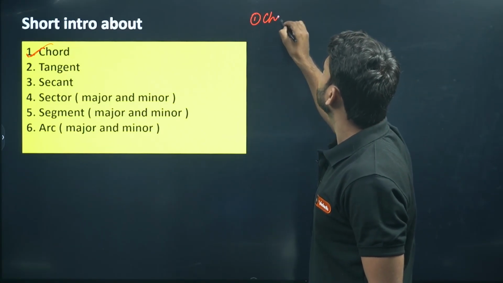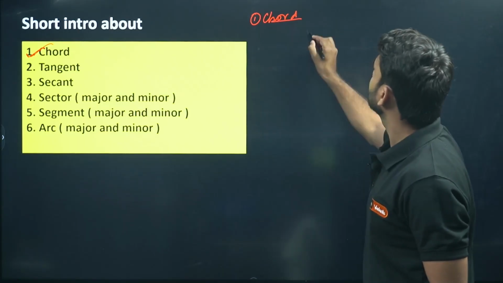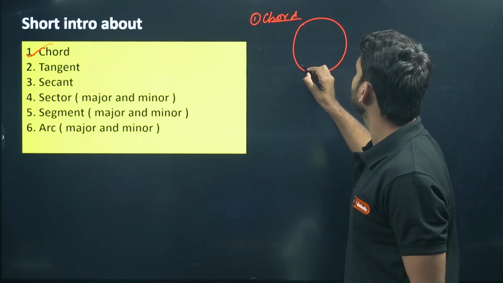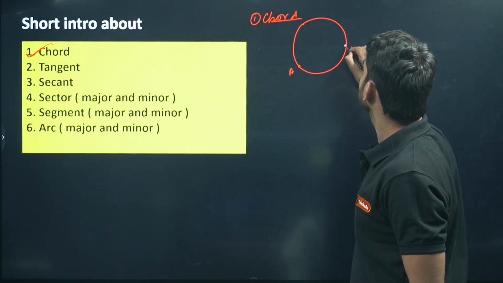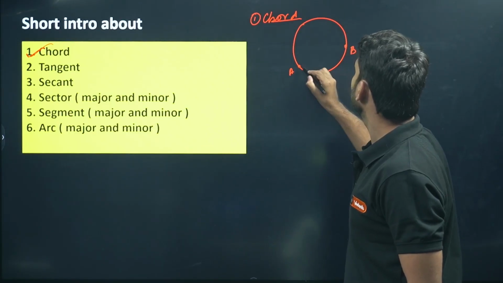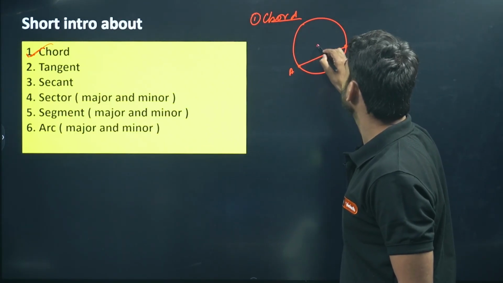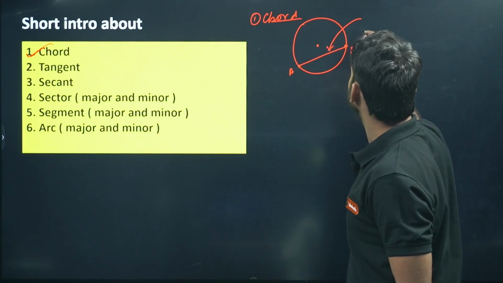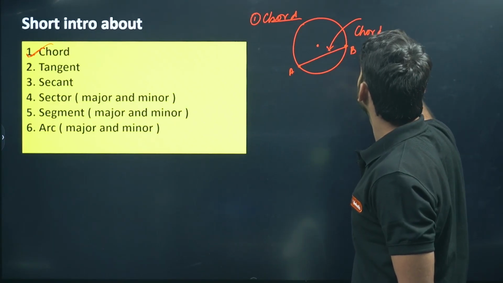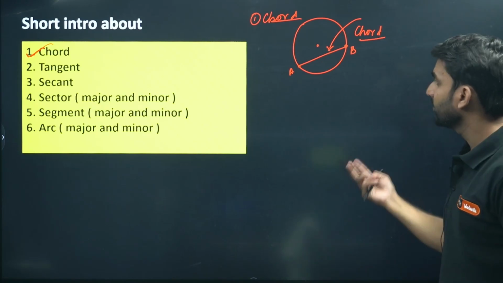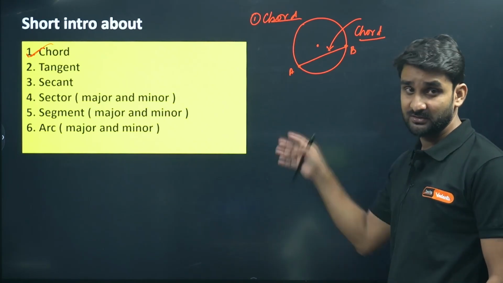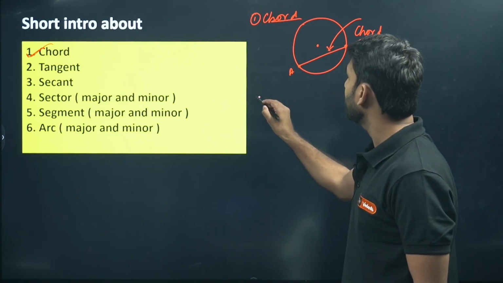First, what we discussed? Chord. So I am making a separate diagram here. Let's say this is point A and this is point B, and joining A to B, and this is the center. So basically this is called a chord. The line joining two points on the boundary of the circle is called a chord.